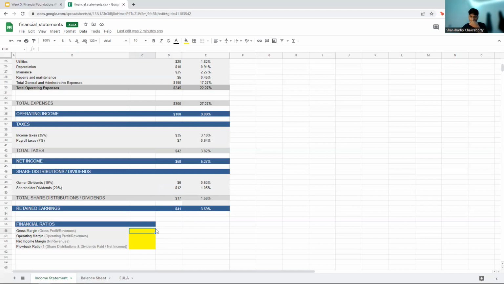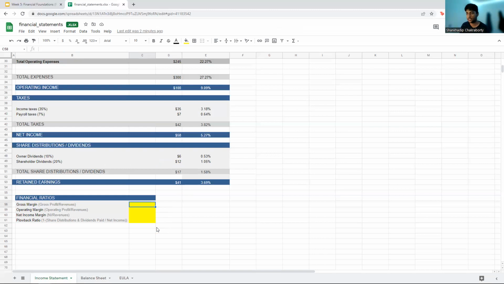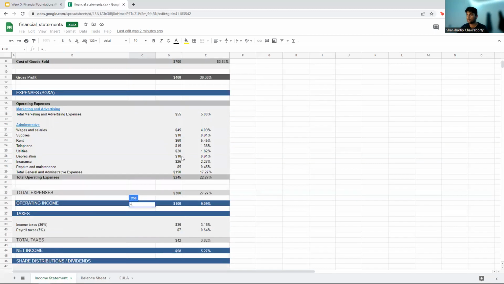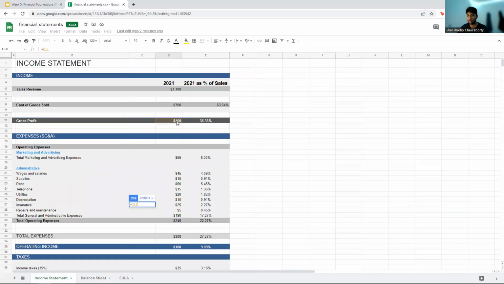So yeah, let's just do a couple financial ratios. If we don't get through all of them, because there's a lot more in the balance sheet. But for these, it should be pretty simple. And I actually have these ratios on the E column here as well, but let's just calculate them together as well. So gross margin, that's just gross profit divided by revenues.